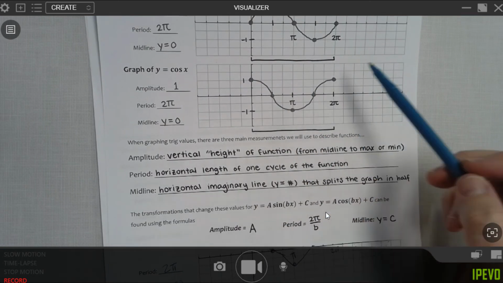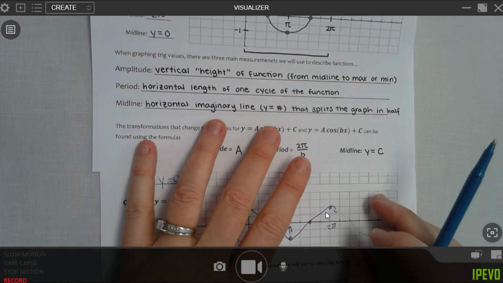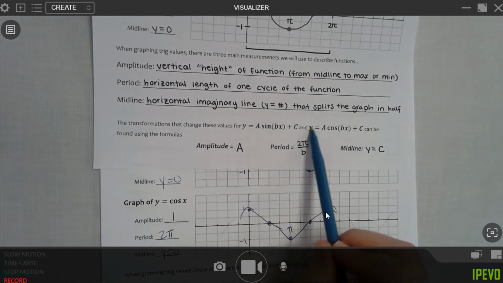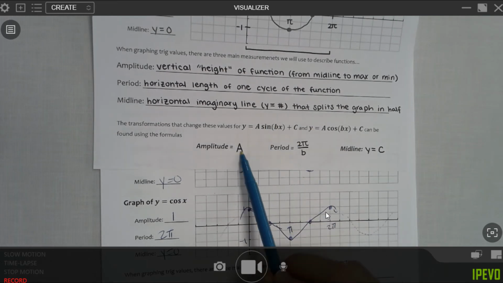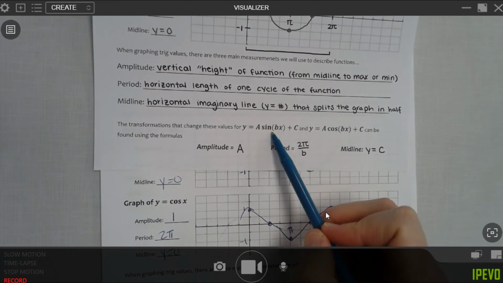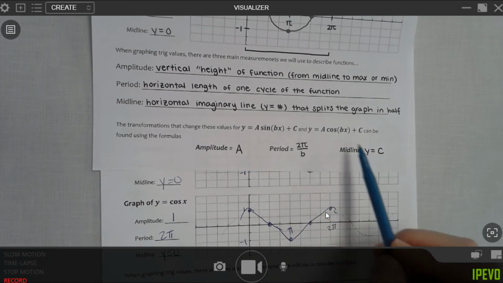Your midline is your imaginary dotted line that splits your graph in half. So this right here splits my graph in half. When we have these functions down here, this is what your general function actually looks like. A is always my amplitude. That's how high up and down we'll go from the midline. Period is 2 pi divided by this number, and that's always our last mark, what we put on it. And then if there's any up and down movement right here, that will be our midline.